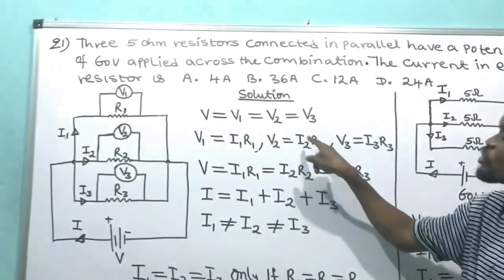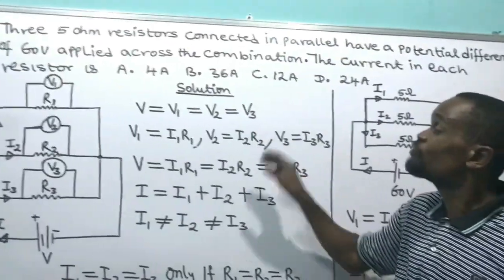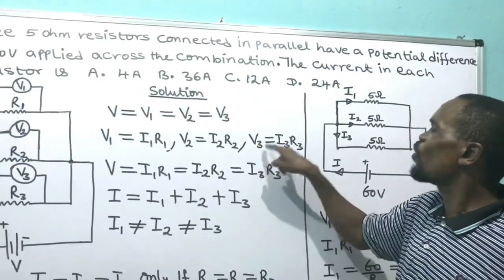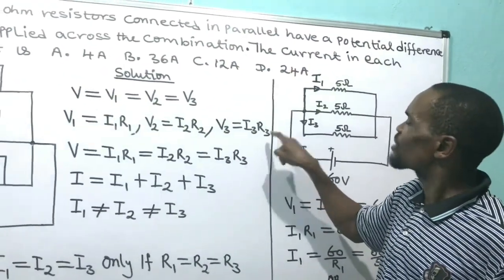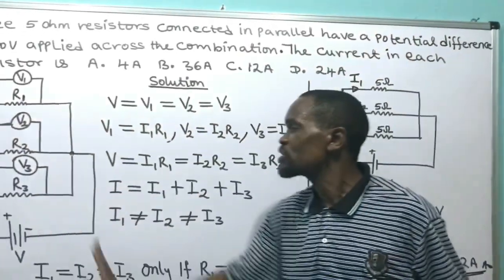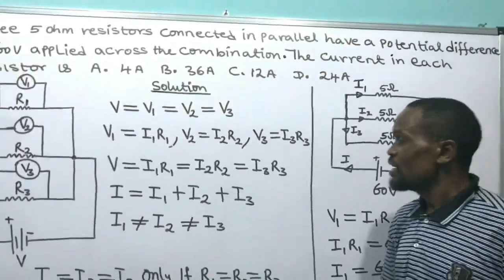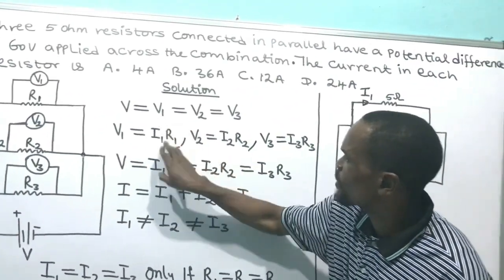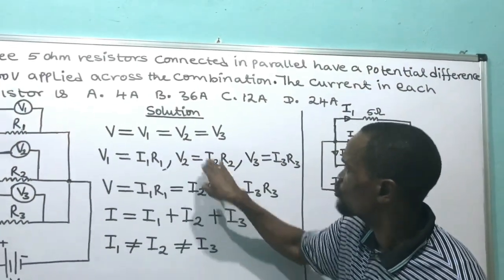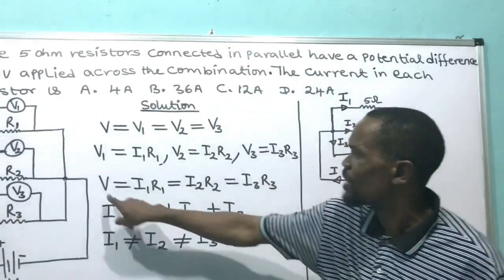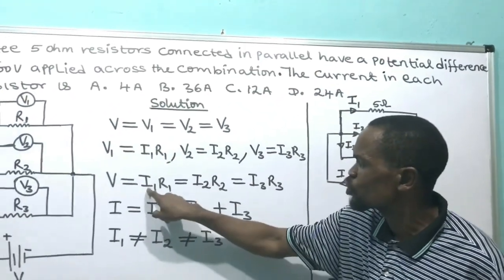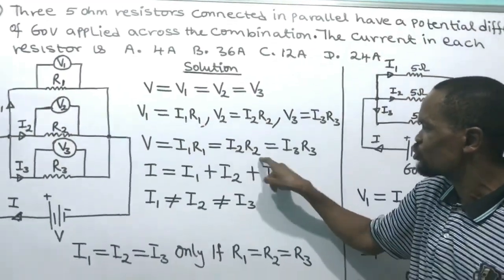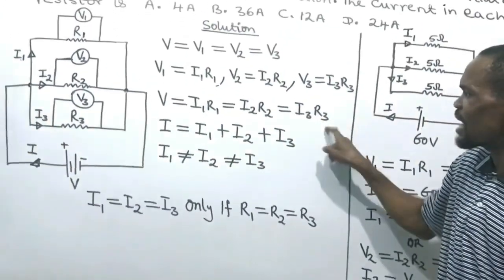Voltmeter 2 will read what? Current 2 times R2, which is voltage drop across R2. Then voltmeter 3 will read what? Current 3 times R3, which is voltage drop across R3. Then we'll say it again that since this is equal to this, we'll carry this to substitute here, and here. We have that V is equal to current 1 times R1, is equal to current 2 times R2, is equal to current 3 times R3.